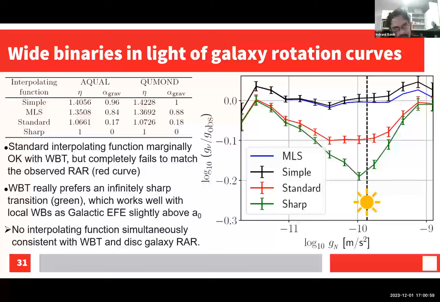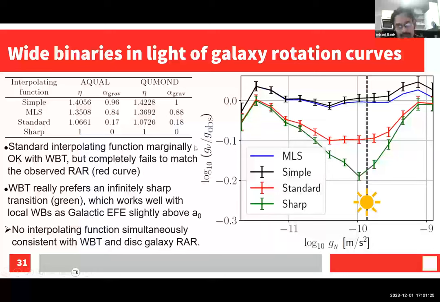By definition in QMOND, with the simple interpolating function, alpha grad should be 1. With the so-called MLS function that fits rotation curves really well, I'll come on to in a bit, it should be a bit less. With the standard function, this achieves a much sharper transition between the Newtonian and MOND regimes. You might think, well, hang on, that fits the wide binary data. And the answer is that more or less largely fits.